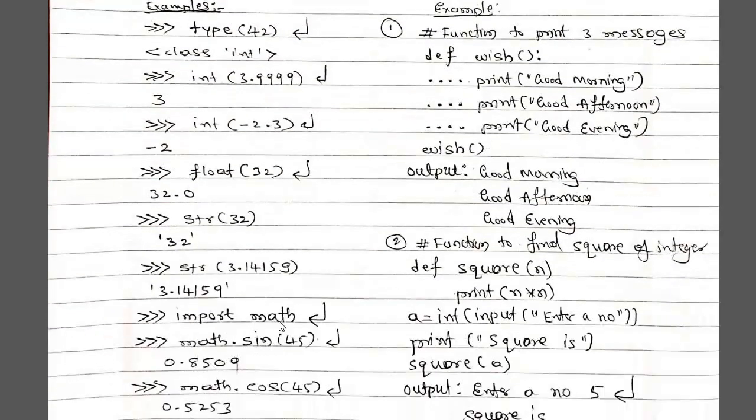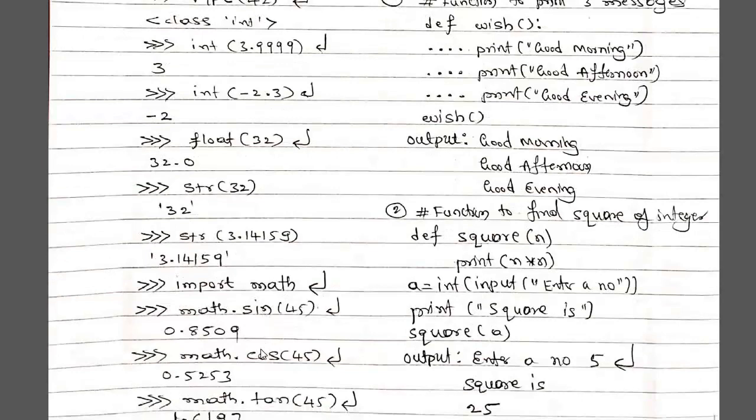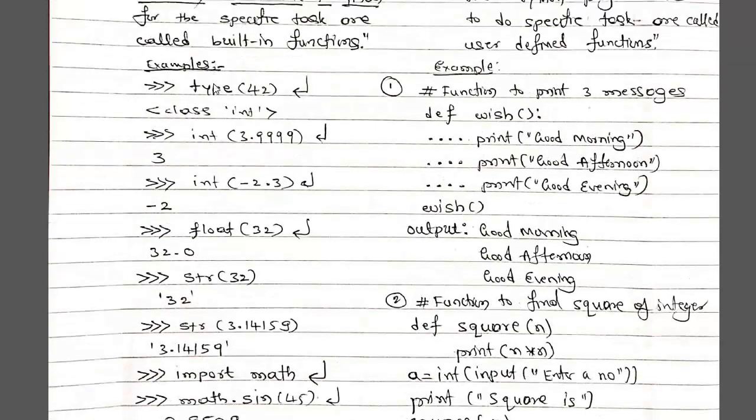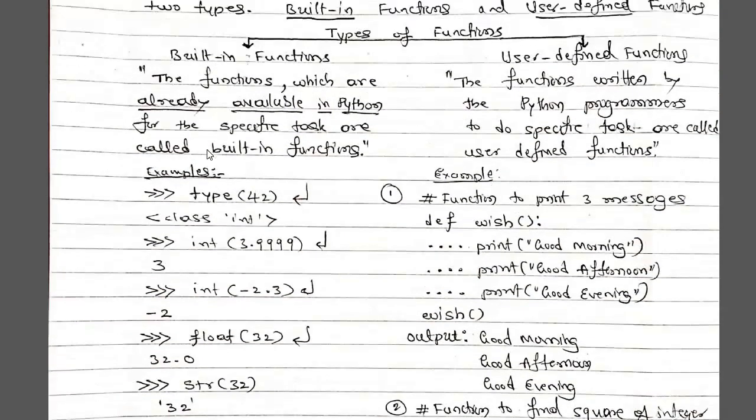Sine is a function available in the math package in Python. If you want to make use of sine, cos, tan from this package, you have to import the package math. Whenever you import the package math, you are able to access the functions from that math package. All these are examples of built-in functions. Built-in functions means these are not created by us, these are created by the developers of the interpreter. That's why these are called built-in functions.